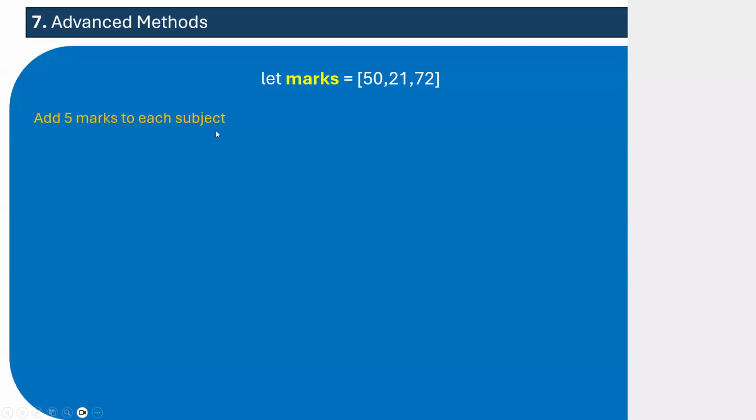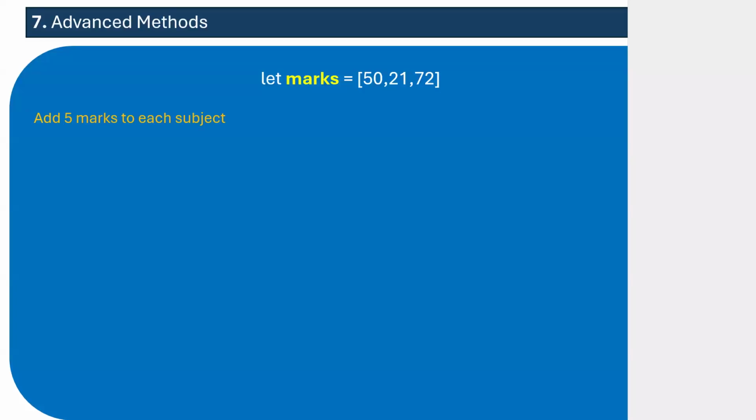The first use case is to add 5 marks to each subject. Tell me, guys, which one I have to use: filter, map, reduce, sum, or every? Map. Why? For each subject, each element you have to add, so you are modifying each element. Modifying is nothing but mapping. Please use the same words: modifying is nothing but mapping.